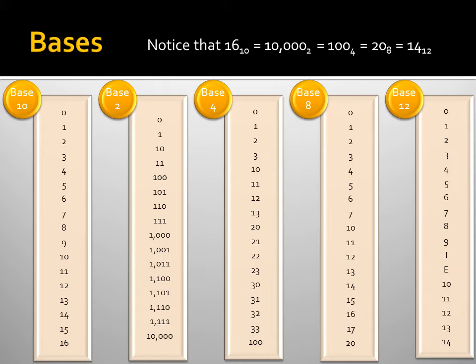4s in base 4. In base 8, we count 0, 1, 2, 3, 4, 5, 6, 7, 10, 11, 12, 13, 14, 15, 16, 17, and then 20. And it goes on from there in the same pattern. And finally, base 12, the first 17 numbers are 0, 1, 2, 3, 4, 5, 6, 7, 8, 9, T, E, and then it goes 10, 11, 12, 13, 14, and so on and so on.